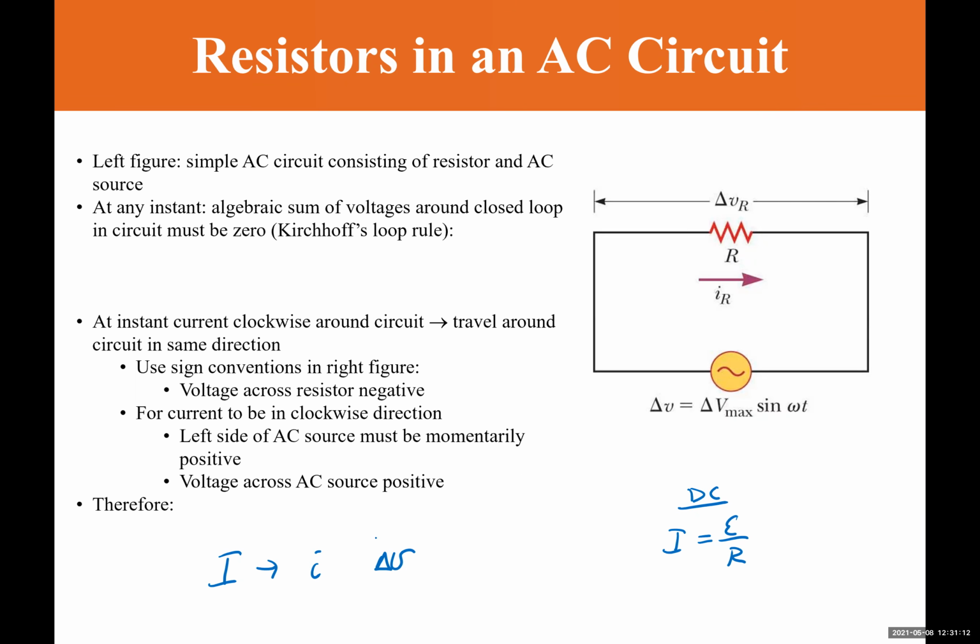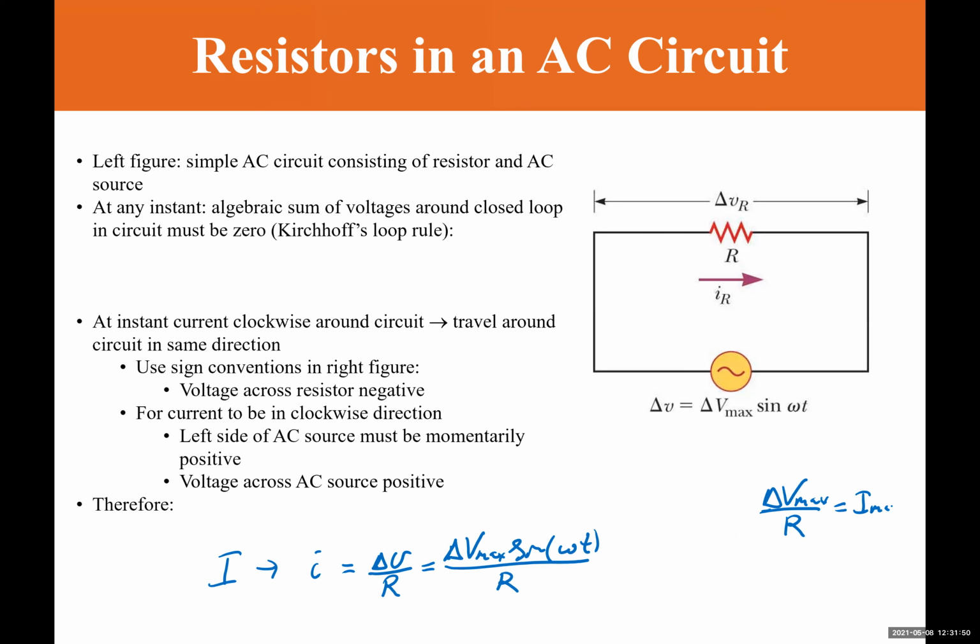So in a way we can say that current is equal to delta V times sine of omega t, divided by the resistance. Let me rewrite this. It's delta V lowercase divided by the resistance, but delta V lowercase is delta V max times sine of omega t divided by the resistance. And delta V max divided by the resistance will always give you the maximum current.